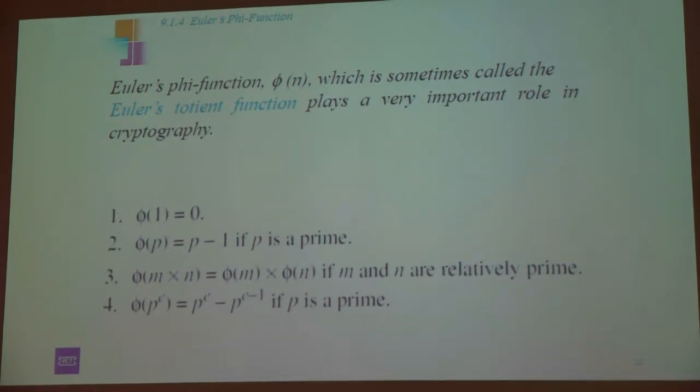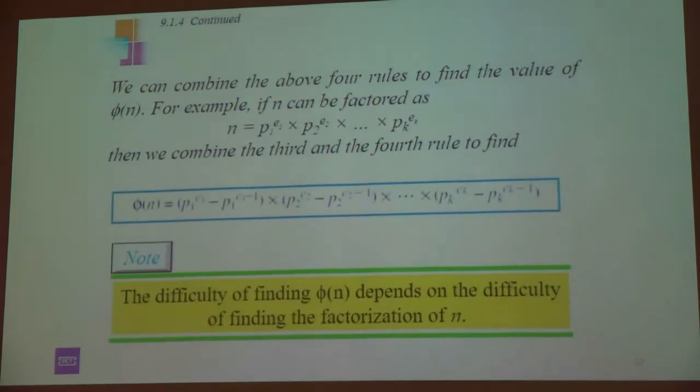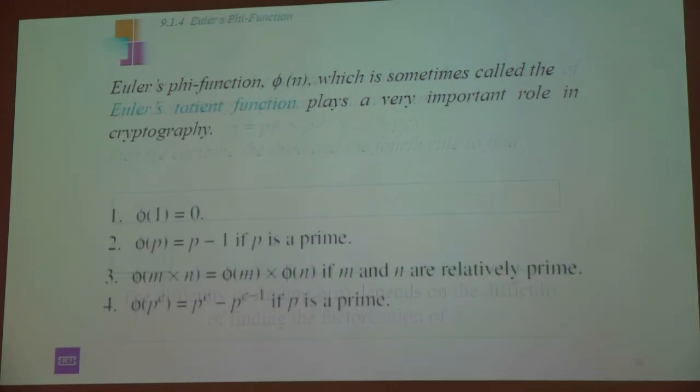So let's go to the Euler phi function. We can combine the above four rules to find the value of phi of n. The Euler phi function, phi of n, which is sometimes called Euler's totient function, plays a very important role in cryptography, and this is something you have to master.